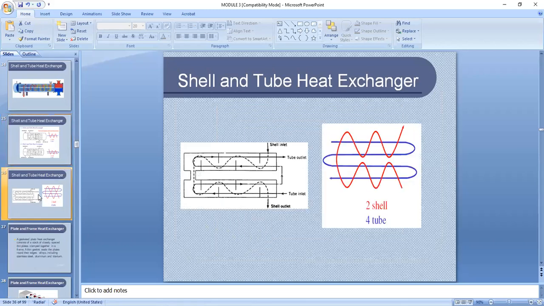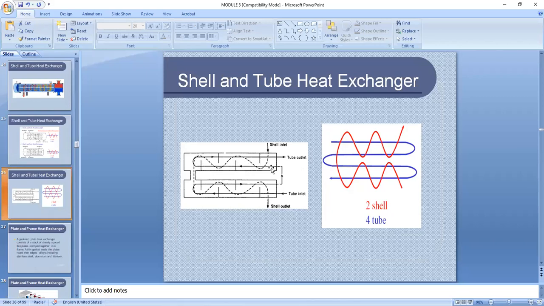Another configuration is this 2-shell, 4-tube pass shell and tube heat exchanger. So you have this time 2 shells. This is your first shell, and this is your second shell. And in each of these shells, you have 2 tube passes. So one tube pass in here, another tube pass in here.